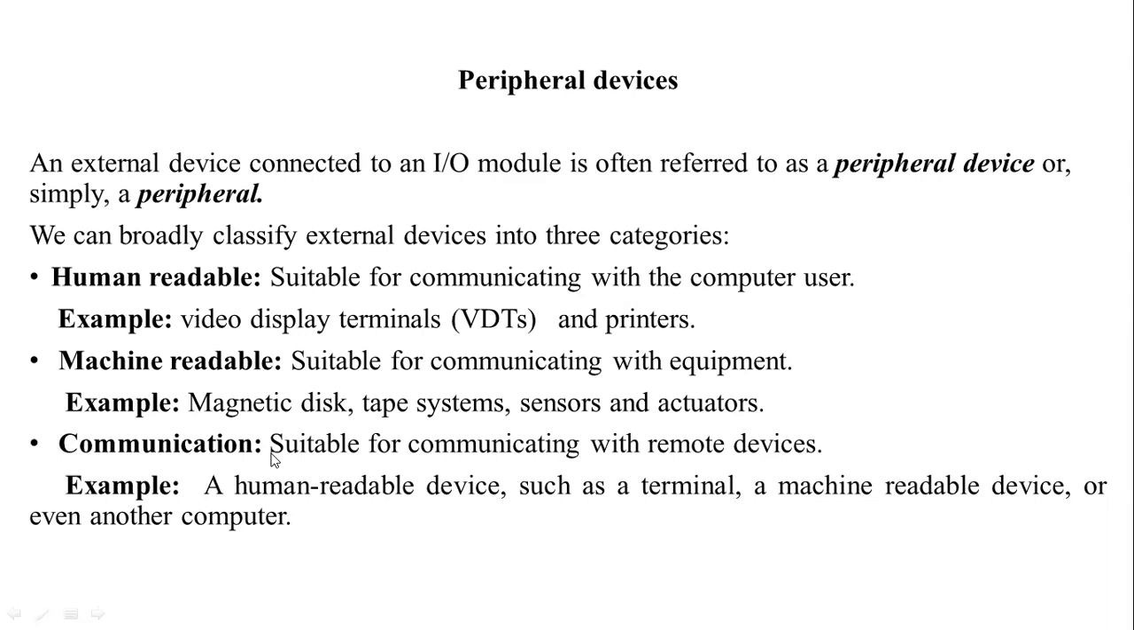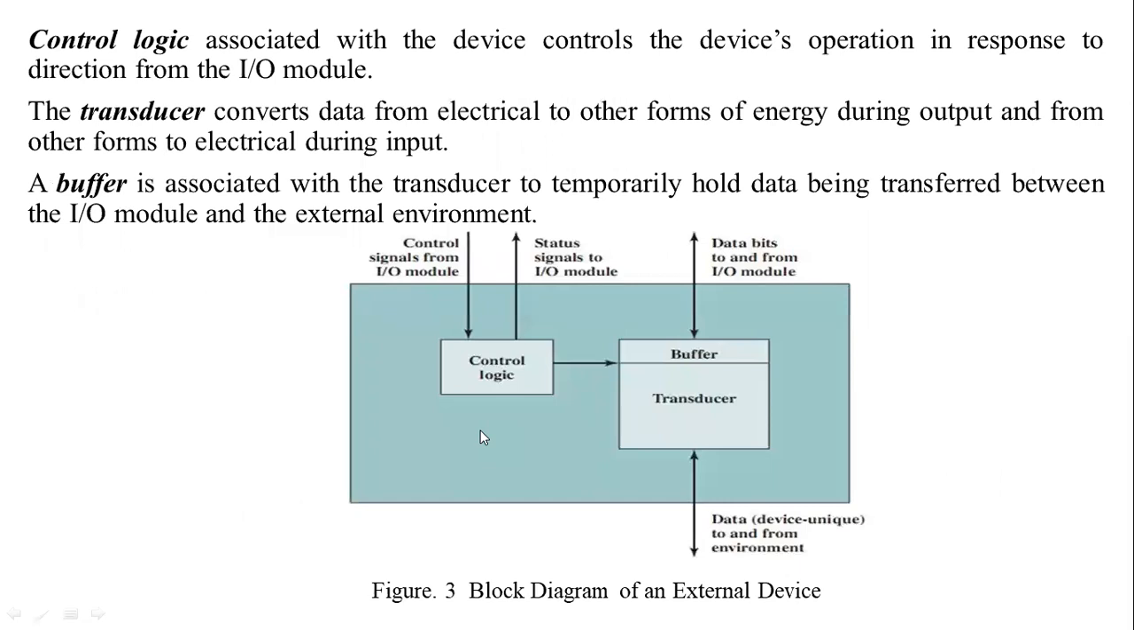Simply we can divide them into human readable, second machine readable, and third, suitable for communication. As far as the working of these types of devices is concerned, it is related to the control logic, the buffer, and the transducer. The control logic is associated with the device control and the different types of device operations, and the I/O module is controlled by the control logic.